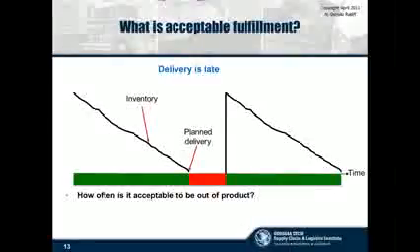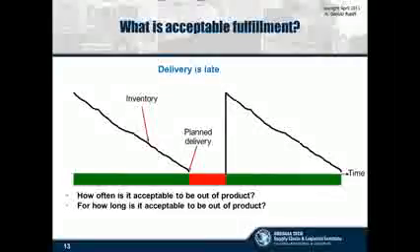So one question is, how often is it acceptable to be out of product? If somebody comes into my place of business, how often is it okay for me to be out? But another question is, how long? For how long is it okay to be out? It's one thing to be out of a product for one day. It's another thing to be out of the product for a week. So in order to come to grips with the problem of inventory and fulfillment, the first thing I have to do is be able to specify what to me is acceptable.